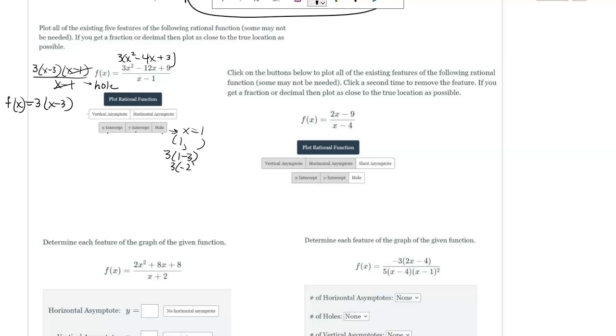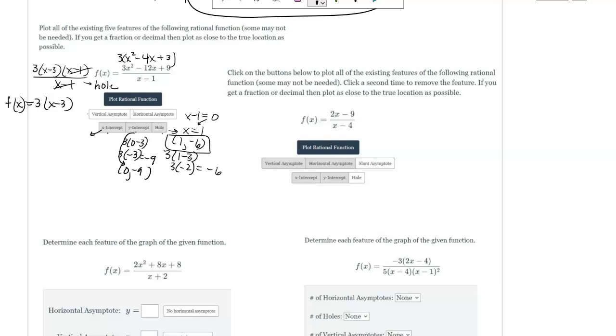And that tells me that the y-coordinate of my hole is -6. Because I set that canceled out factor equal to 0, that's what gave me the 1. I plugged the 1 into the remaining simplified rational, and that's how I got the y-coordinate. I could also do that very easily with the y-intercept. All I'm doing is plugging in a 0 into this reduced function, and I know that 0 comma -9 is my y-intercept.